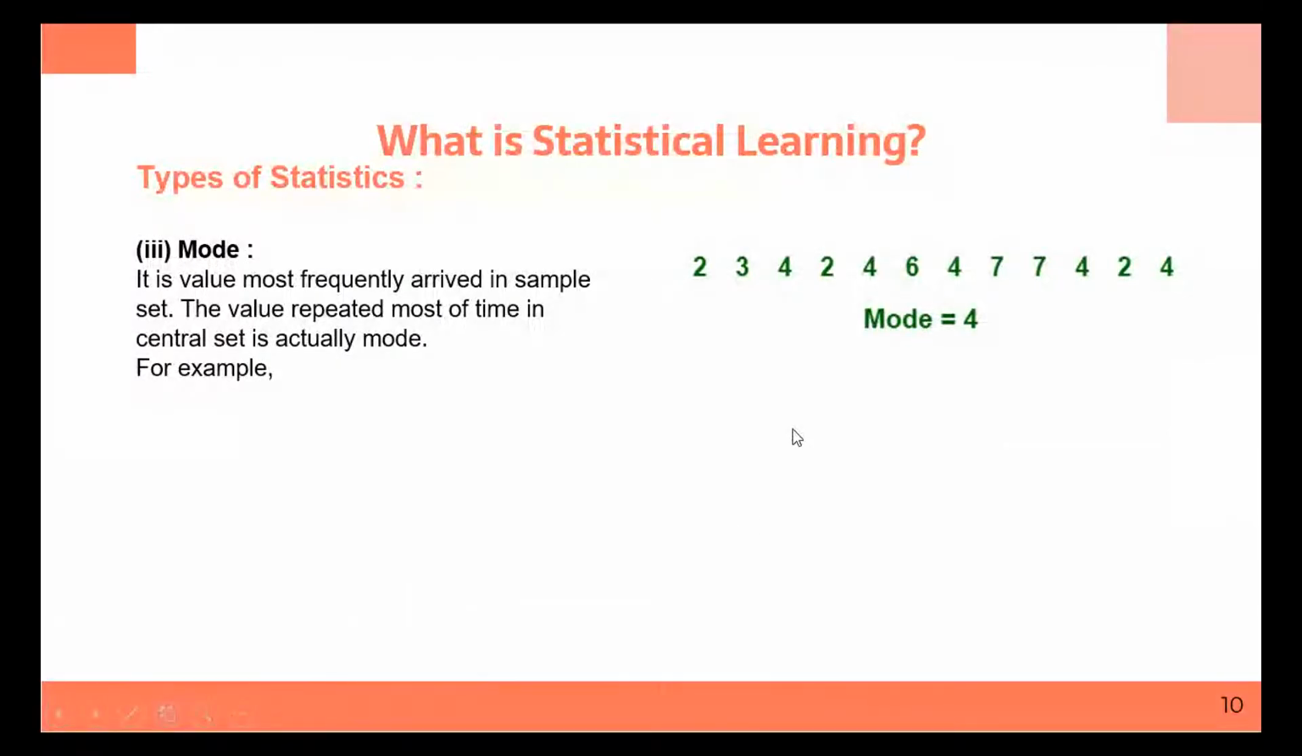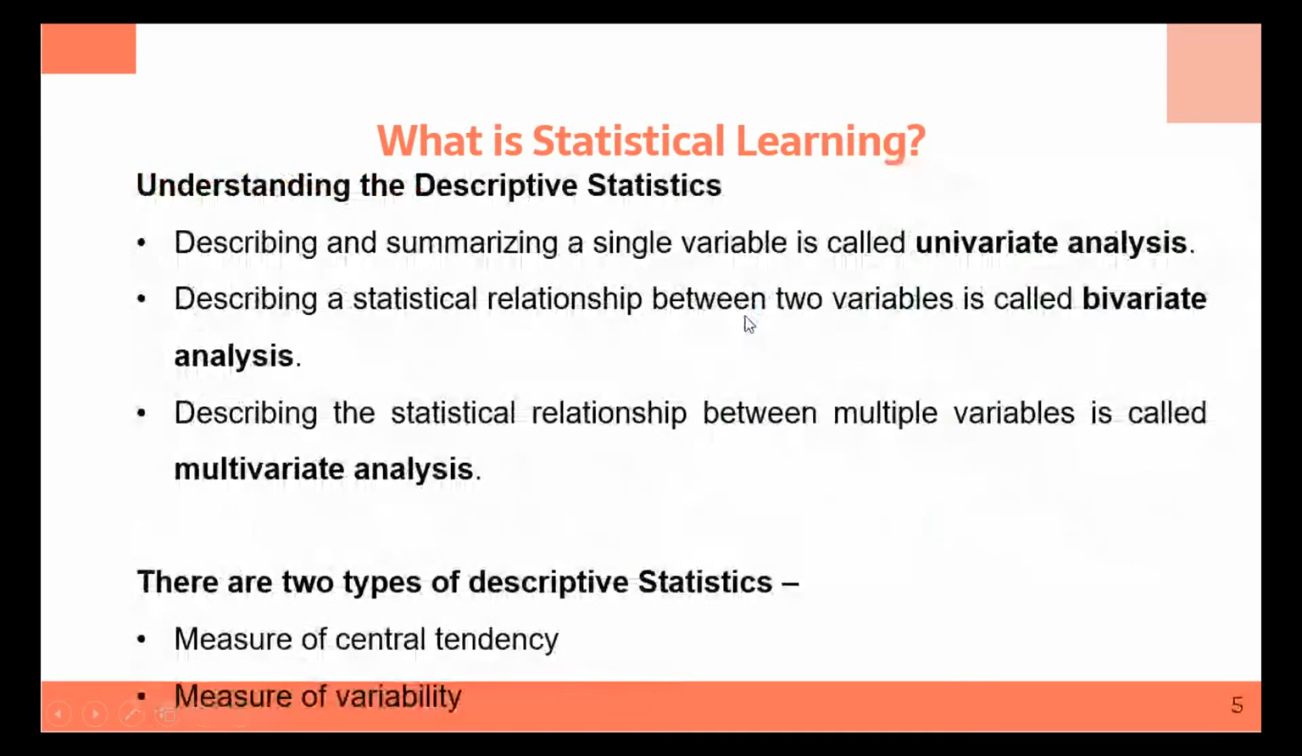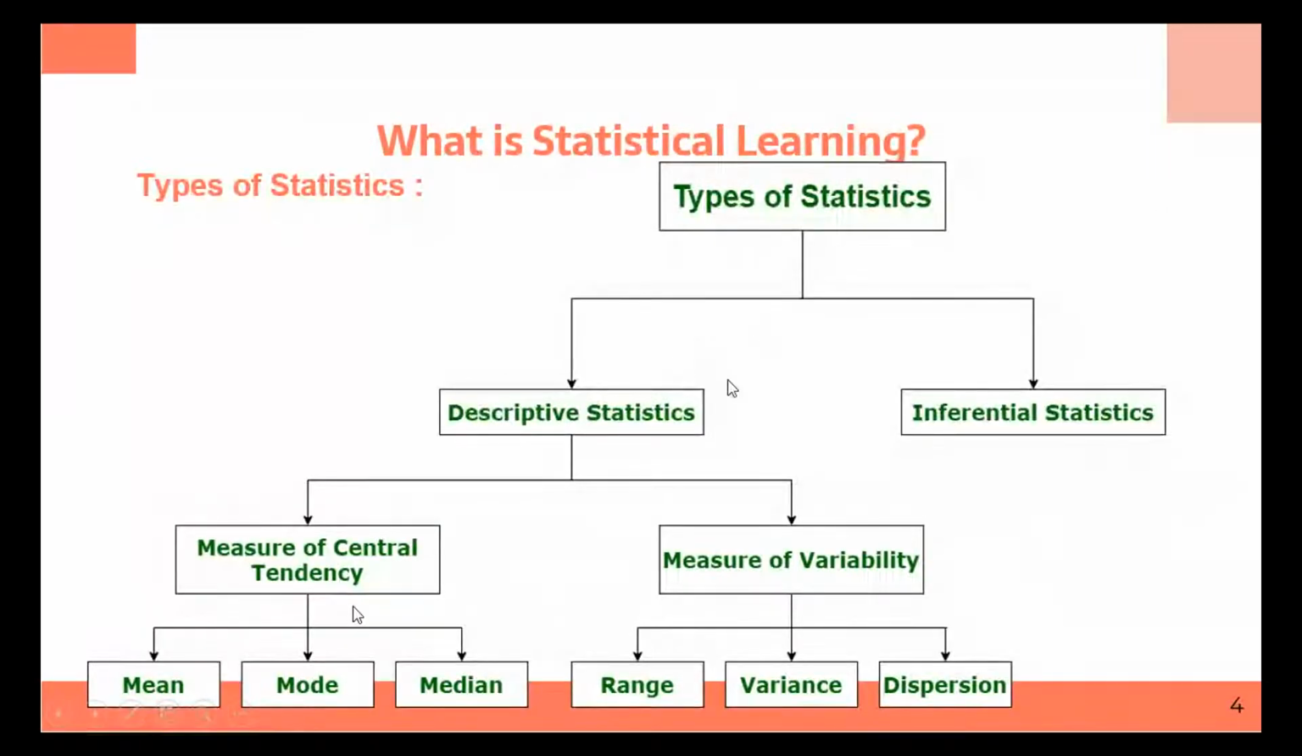We have seen in the last class different types of statistics, and we have seen this hierarchy. We have done this left part, that is measure of central tendency, and we just need to look for measure of variability and how it is going to be used in our study.